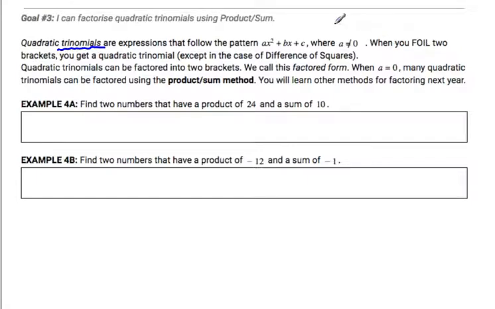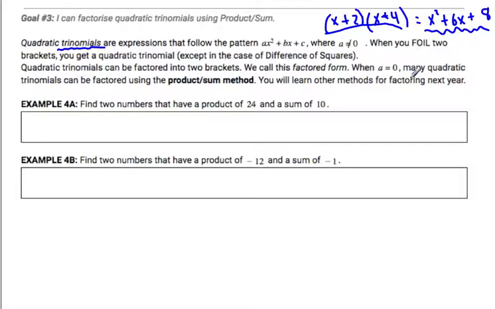So when I FOIL out x plus 2 and x plus 4, and I won't show you the result of that foiling, but when I FOIL that out, I'm going to get x squared plus 6x plus 8. This expression that I get right here is a quadratic trinomial. It has a squared term, and that is one of 3 terms that it has in total. Quadratic trinomial. So quadratic trinomials can be factored into 2 brackets, just like these ones up here. So remember, factoring is the opposite of expanding. So it's what we get before we FOIL.